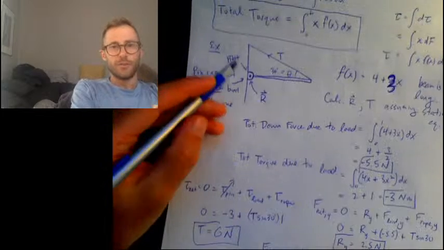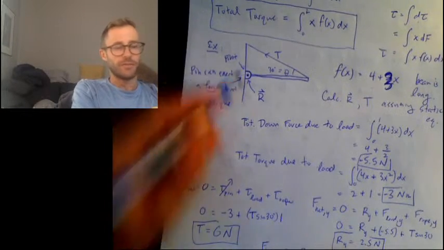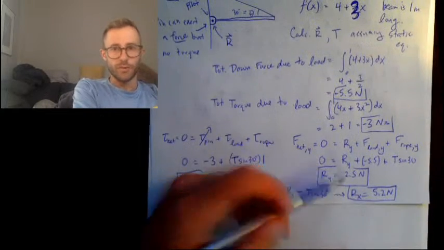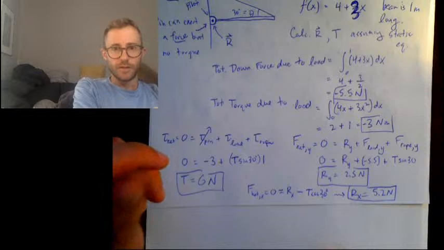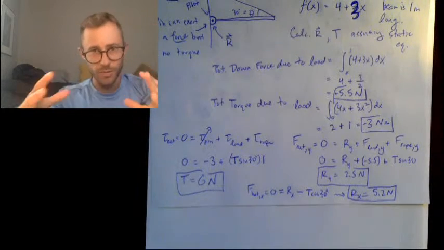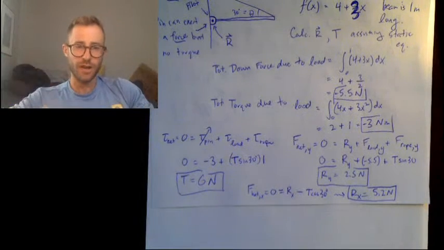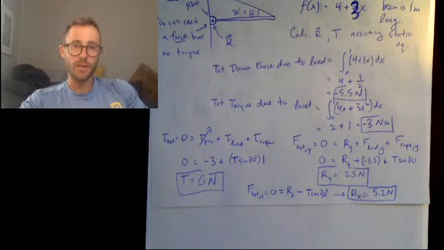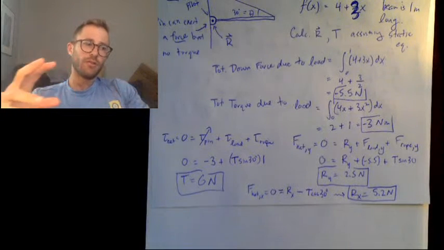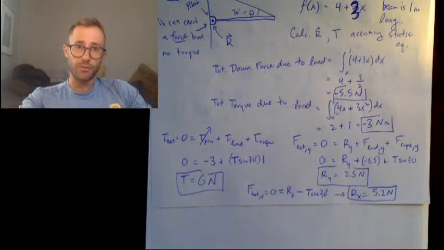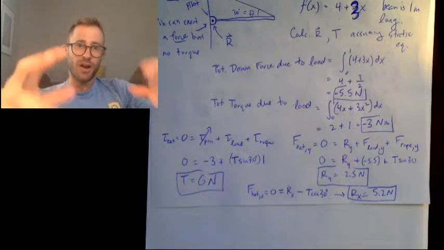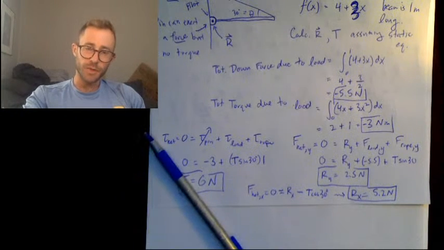Similarly, your pin here needs to be thick enough that it can withstand these forces. So what you do is the static equilibrium calculation. You figure out the size of the forces involved, and then you can choose your components to withstand those forces in the most cost-effective way possible.